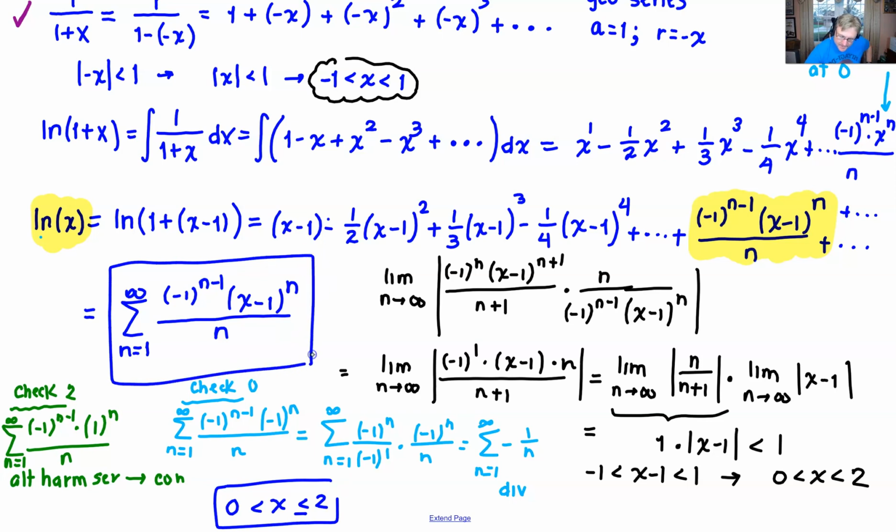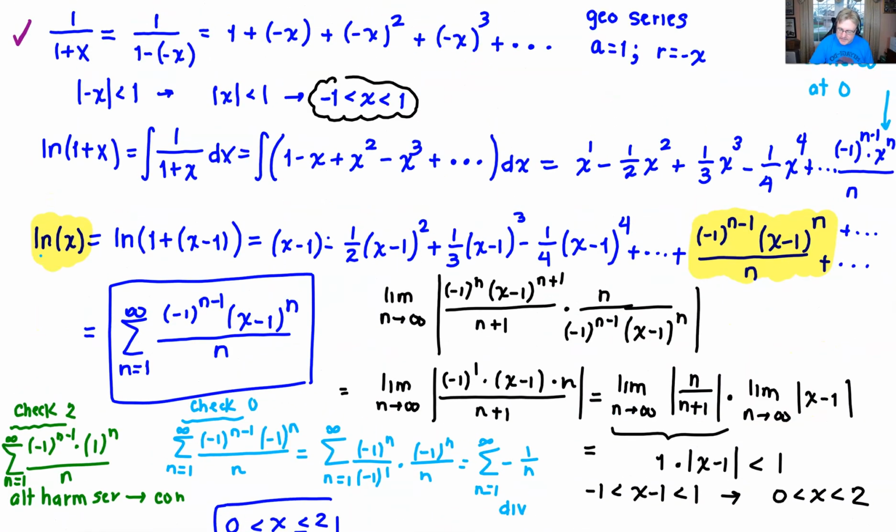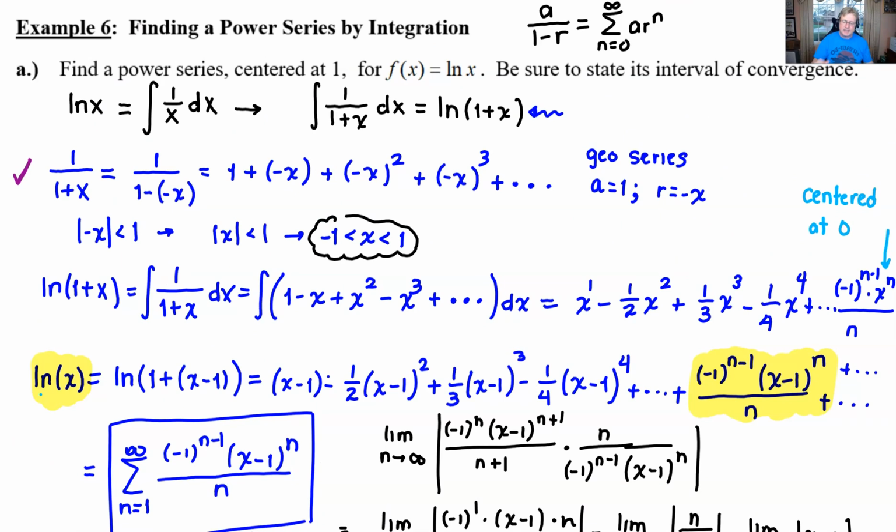And there we go. That's how you can use integration to find a power series. As I said before, sometimes it's probably going to be easier, and I will be the first to admit, if we were to have built this one from scratch. Let's say that we just worked the original problem and took several derivatives of natural log of x and then centered it at 1, we probably could have found this a little faster.